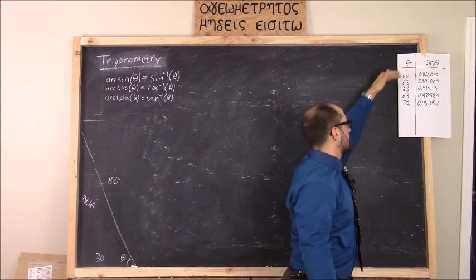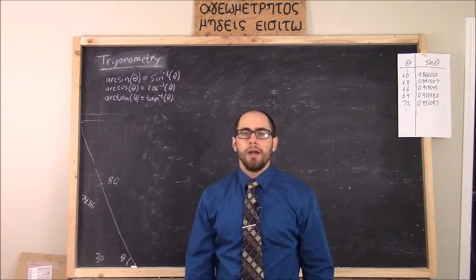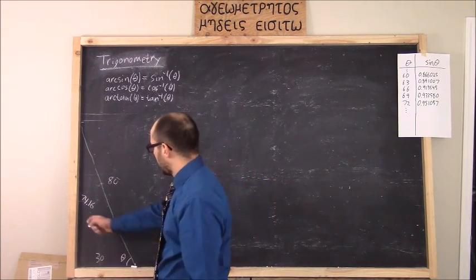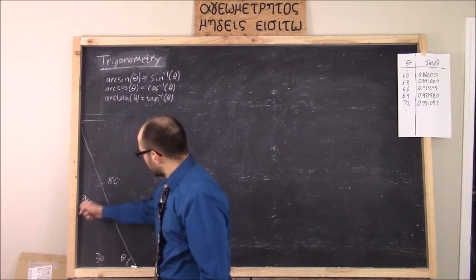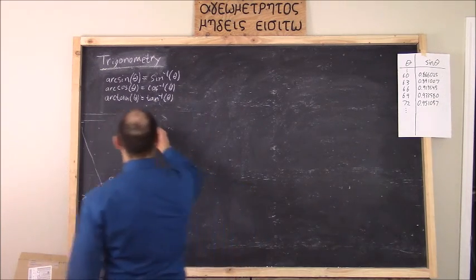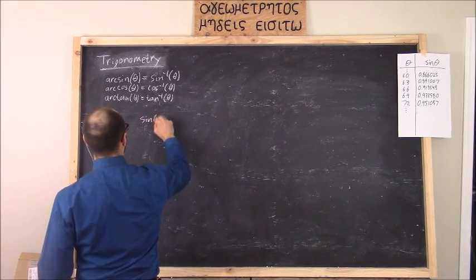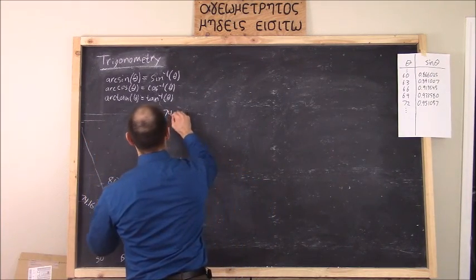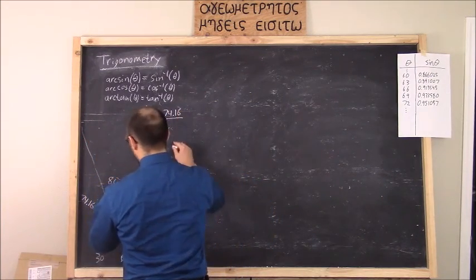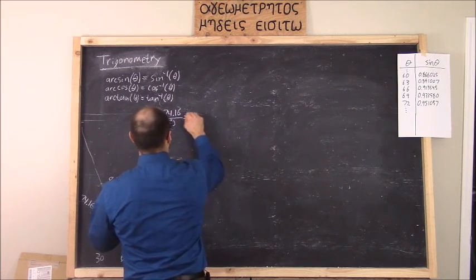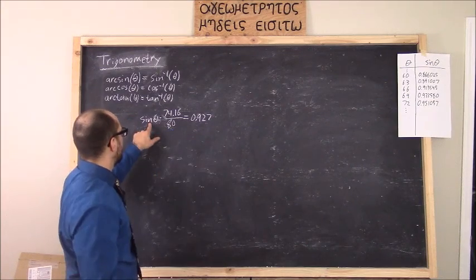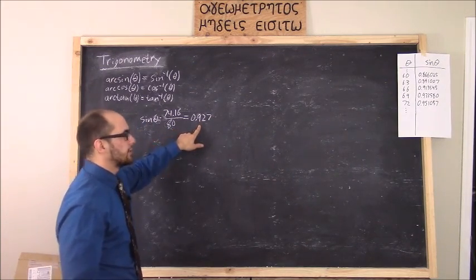From 60 to 72 degrees. Now, why did I choose that? Because we're finding the sine. Sine is opposite over hypotenuse. So we know that sine theta is equal to 74.16 divided by 80. If I plug that into my calculator, I get 0.927. Sine theta is equal to 0.927.